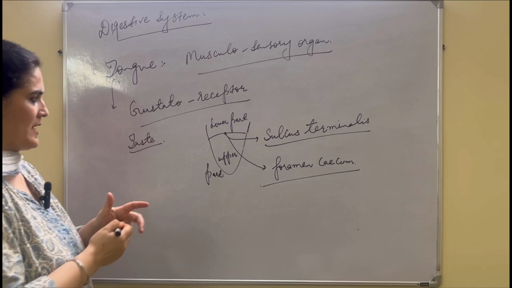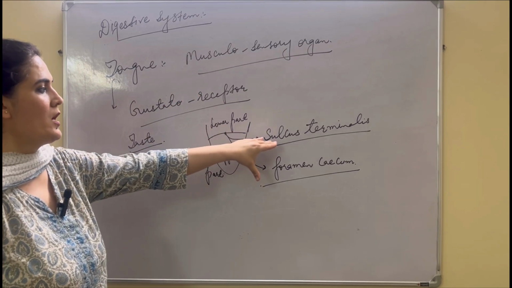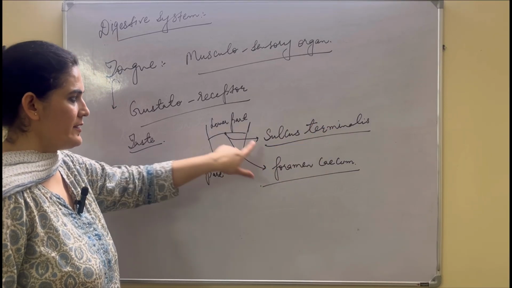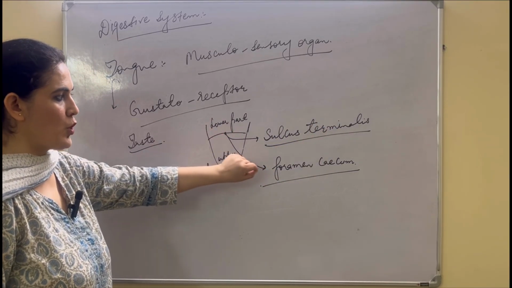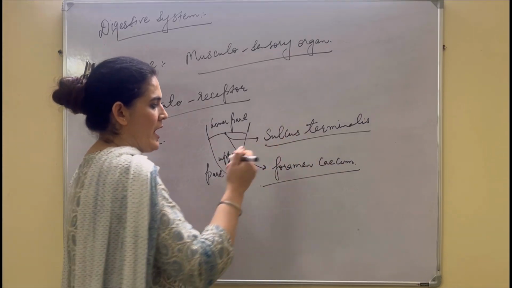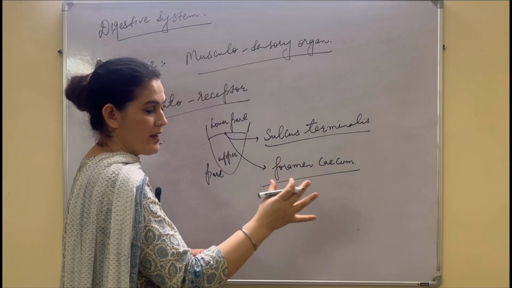Now students, our tongue is basically divided into lower and upper parts by a structure called the sulcus terminalis, and the tip of this sulcus terminalis is called the foramen cecum. These terms you should remember. And below this foramen cecum is located the thyroid gland.